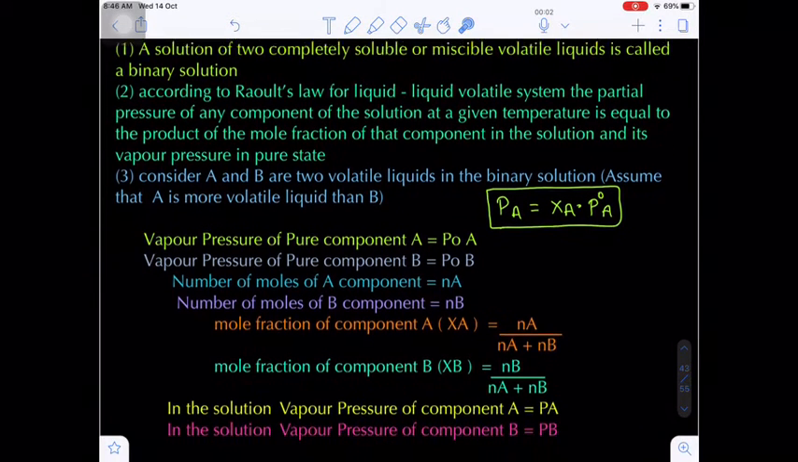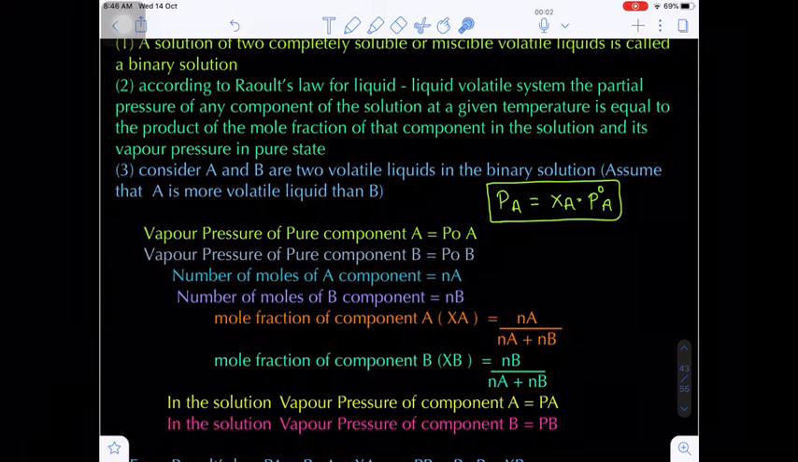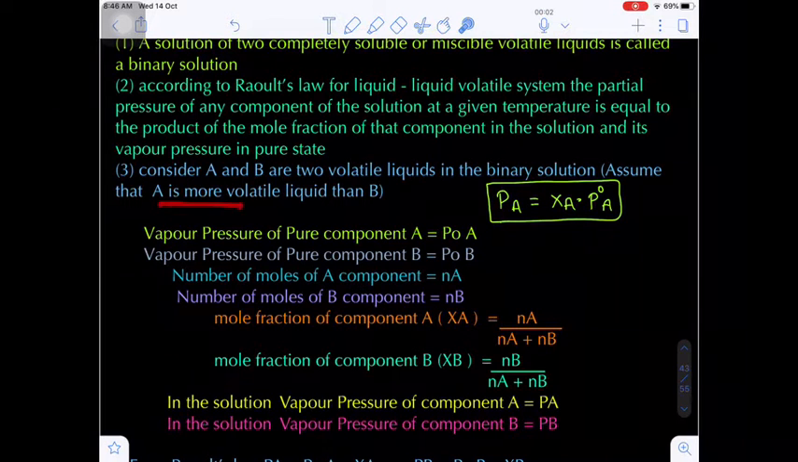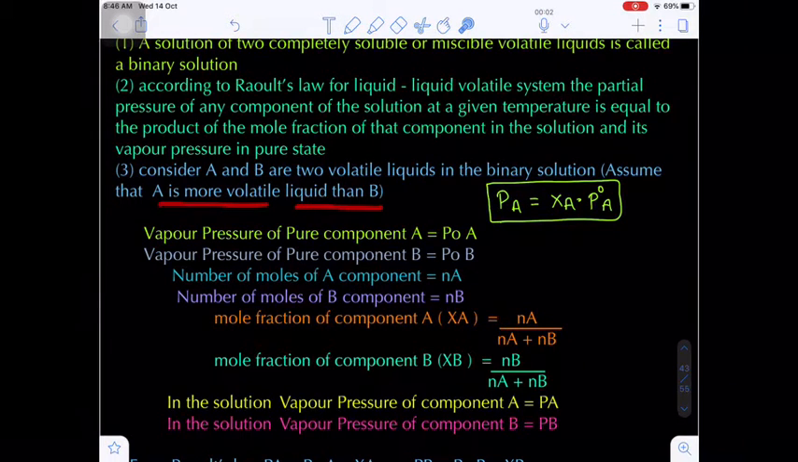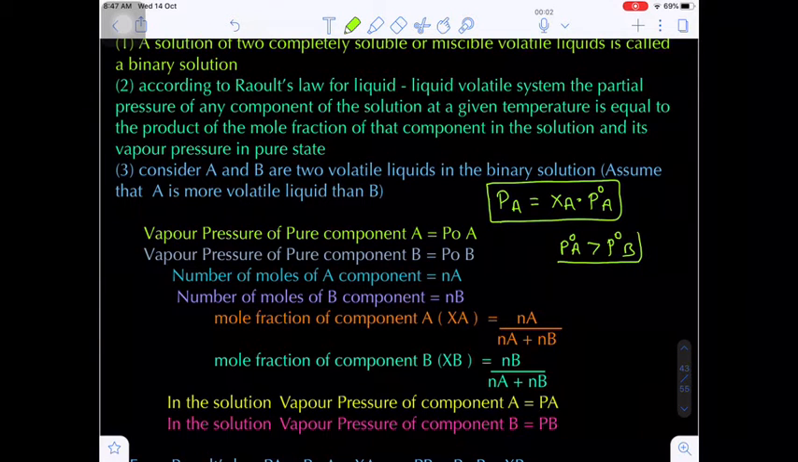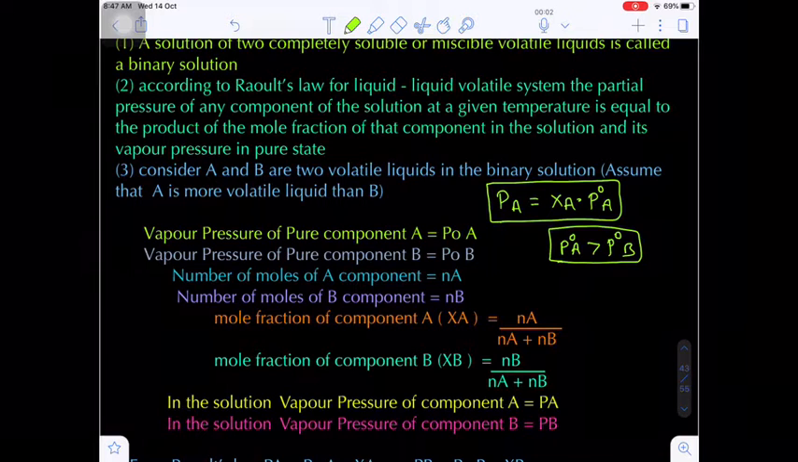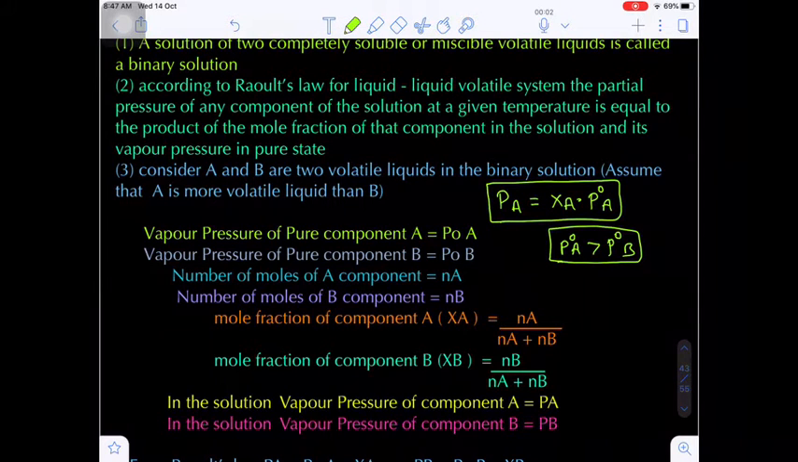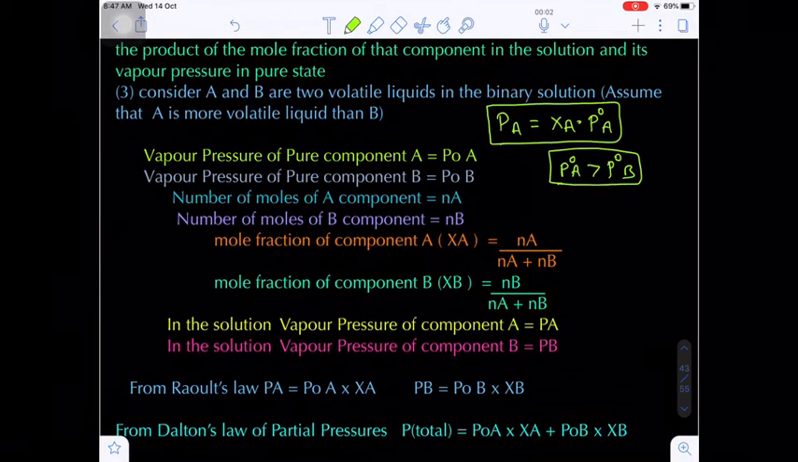Now here consider a binary solution of two liquids A and B, and both are volatile. Let's suppose A is more volatile than the liquid B. That means the vapor pressure of component A will be greater than that of component B in the pure state. Let's assume, it is not always compulsory. If you want to take B as more volatile, then you can take B as more volatile than A. That is only an assumption.